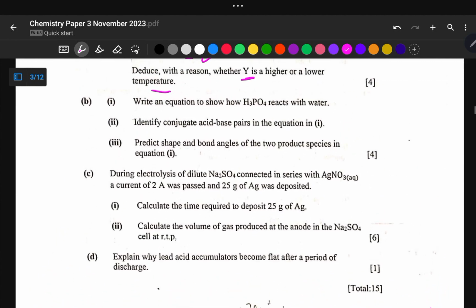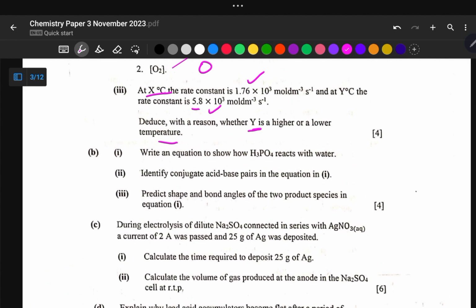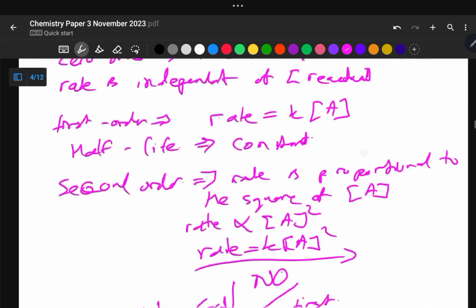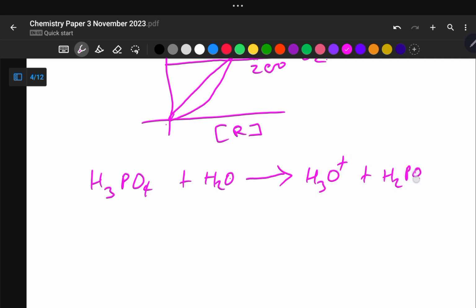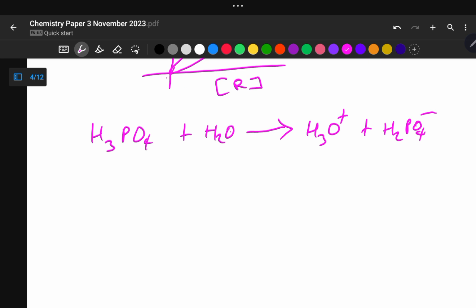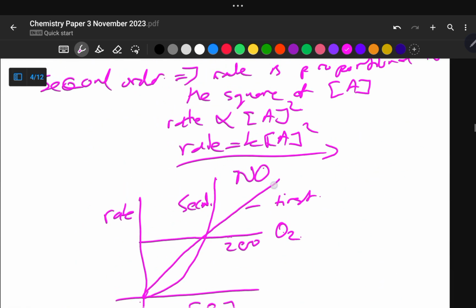So we are now moving on to part number B. Part number B says write an equation to show how phosphoric acid reacts with water. So phosphoric acid reacts with water, so according to this equation, it's H3PO4 plus water to give the hydronium ion plus H2PO4 minus. So this is the equation, right, required by the question.